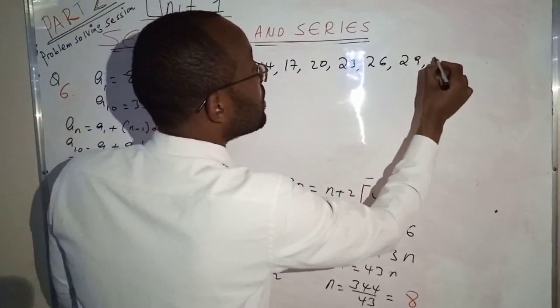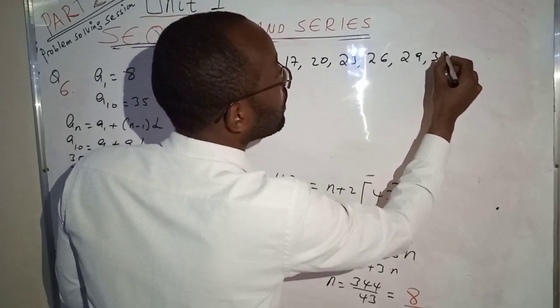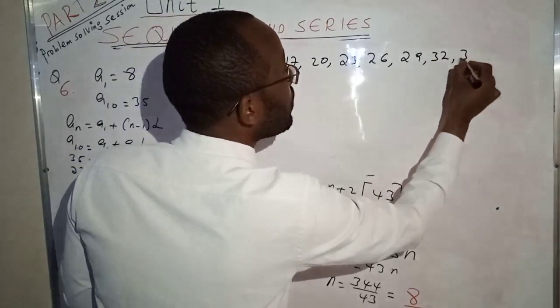If you add 3 here, 32, then 3, you will get 35.